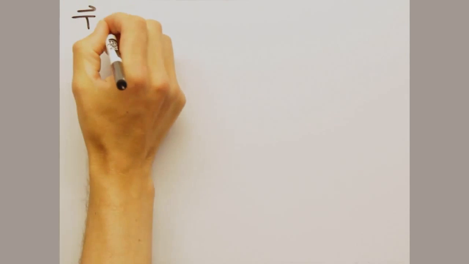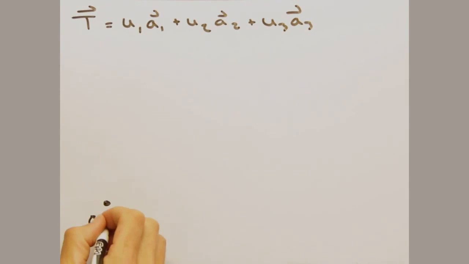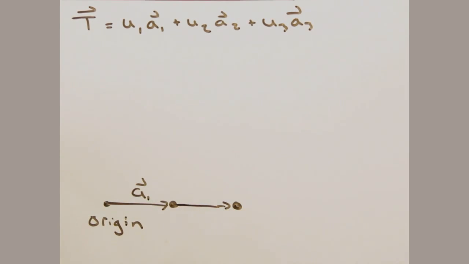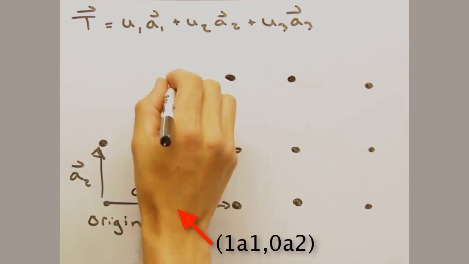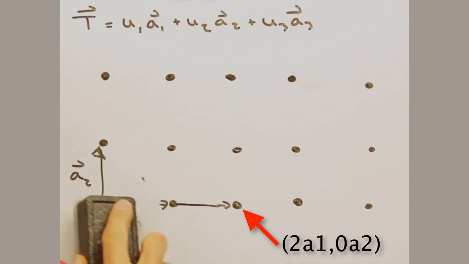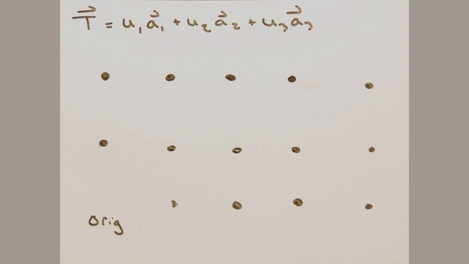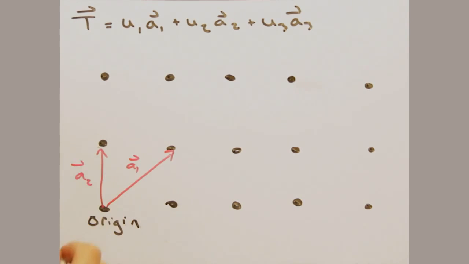For the moment, let's ignore the fact that we have atoms, and imagine one point in space. Using the vector t that we developed before, we can populate space with a framework of points, where this point is 1a1, 0a2, 2a1, 0a2, and so on and so on. Looking at this lattice we've built, it seems like I can choose these vectors for a1 and a2 instead and still be able to recreate all space.